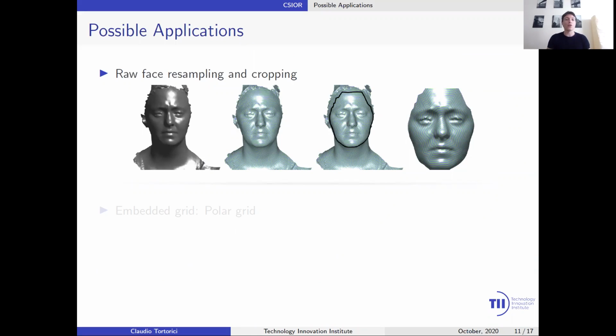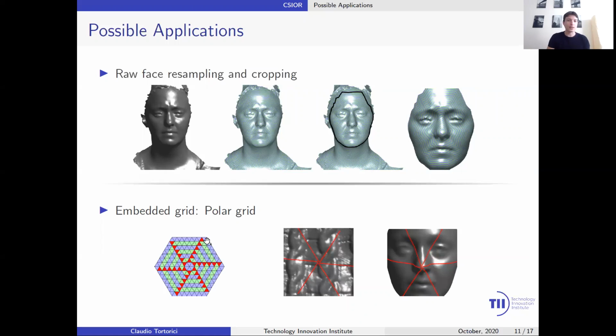One possible application of our algorithm is the raw face resampling and cropping. In fact, when you have a raw face scan, it's quite easy to detect the tip of the nose. Starting from that point, we can resample using CSIOR and thus obtain a mesh that is regular, but also since the facets are ordered, therefore also the rings are ordered, we can select n number of rings using certain criteria and crop the image with no additional cost for the detection of the face. Also, since the ordering structure follows a polar fashion, we can extract a polar grid from the mesh, and we will see how this can be useful in a minute.